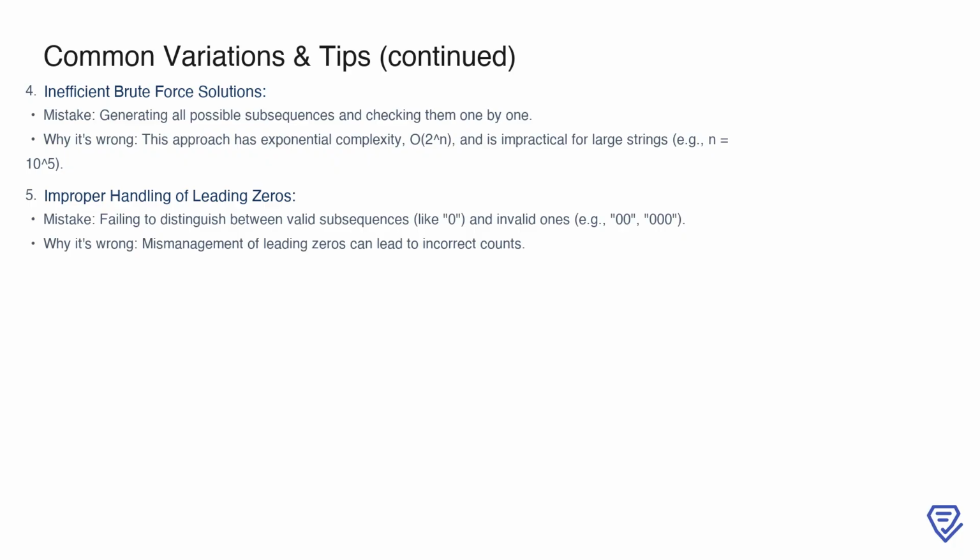Additionally, improper handling of leading zeros is another frequent issue. While 0 is a valid subsequence, invalid ones like 2000 or 000 should not contribute to the count. Mismanaging this distinction can lead to overcounting or incorrect results. Ensuring that your implementation correctly distinguishes between valid and invalid subsequences is key to solving this problem effectively.